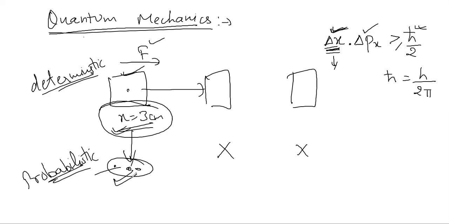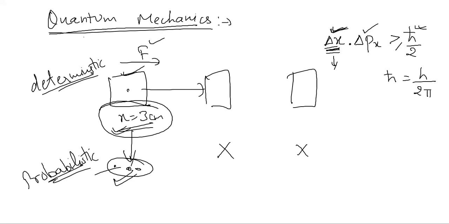Classical mechanics breaks down when you apply it on the atomic domain. Quantum mechanics has never failed us so far. So classical mechanics is basically an approximation of quantum mechanics, which is applied when the dimension of the objects becomes much larger. So this is the fundamental difference between classical mechanics and quantum mechanics.